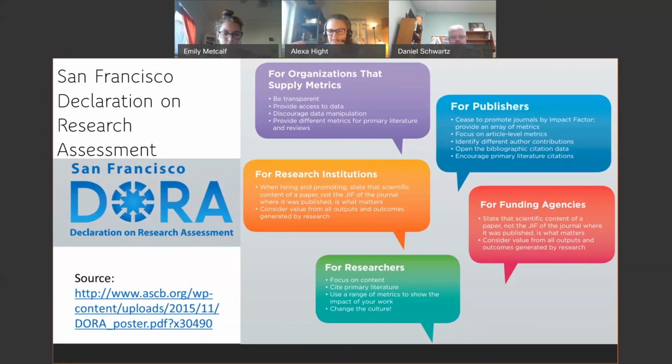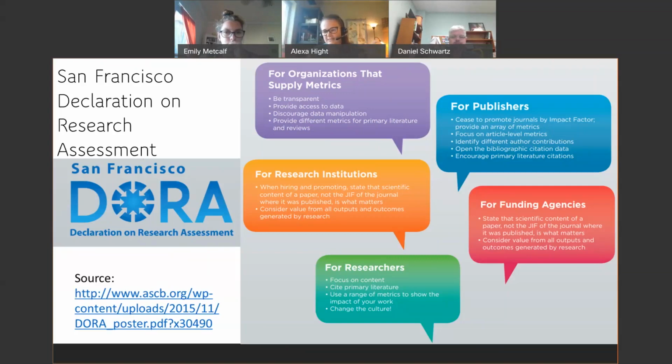For publishers, obviously, stop promoting journals based on impact factor because we know it's problematic and manipulated and a whole bunch of other things. But focus on article level metrics. So not the journal as a whole, but focus on the individual articles and how we can judge those individual articles. Authors contribute in a lot of different ways. They might write a paper, they might serve as a peer reviewer, they might serve as an editor. So publishers should really acknowledge authors and scientists and researchers for all of the different parts that they play in publishing. And of course, we want citation data to be open. We want to be able to look at the data. And again, primary literature citations, not just looking at secondary literature, but looking at that primary literature.